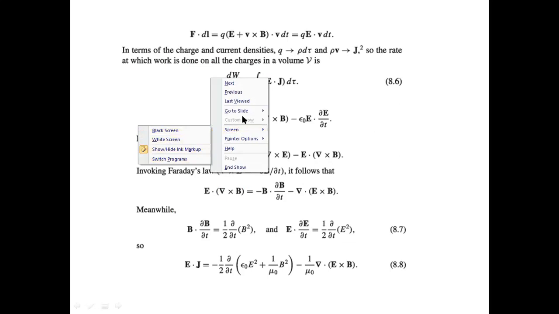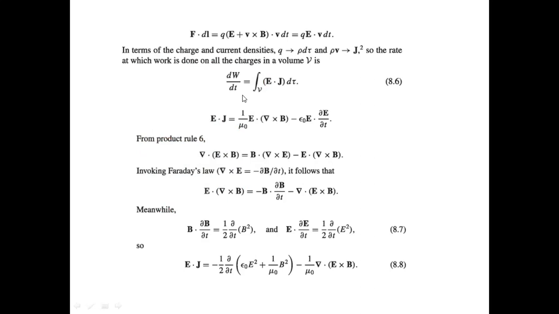Let me give the pointer tool. So we get this resulting expression. Now here we had calculated, when you substitute it here, what we do is we take the time derivative of this term. So when you take the time derivative of both sides, you're just taking this dt to the left hand side, and you get this term E dot J d tau integral V, and you get dW by dt.